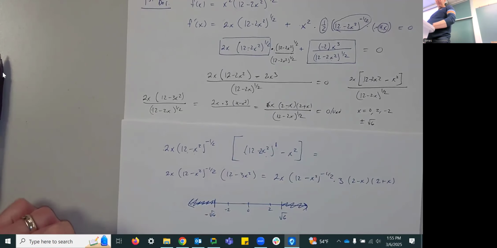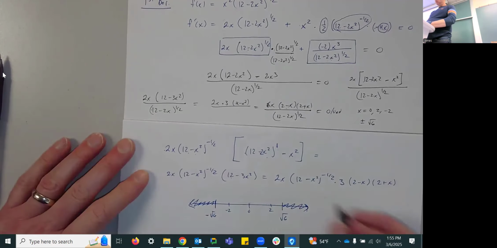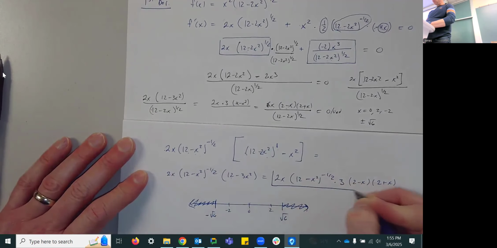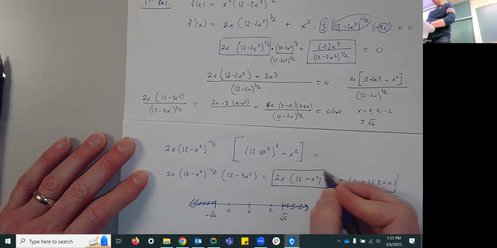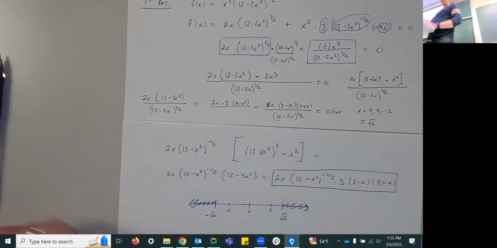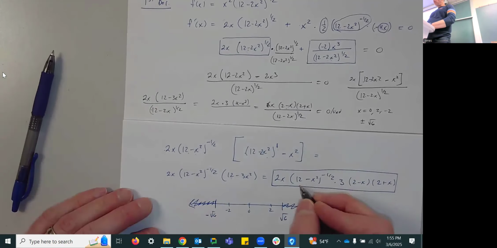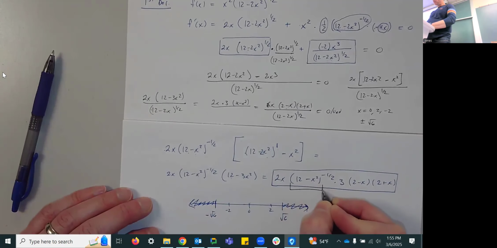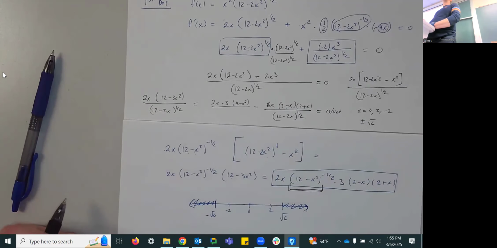So this is where we have to be, I think, extra careful. Here's our expression. Something to recognize: this quantity right here is never going to change signs. Whatever you plug in for x that's between negative root 6 and root 6, like 2 or 1 or 0, that number squared is always going to be smaller than 12, and 12 minus it is always going to be positive.